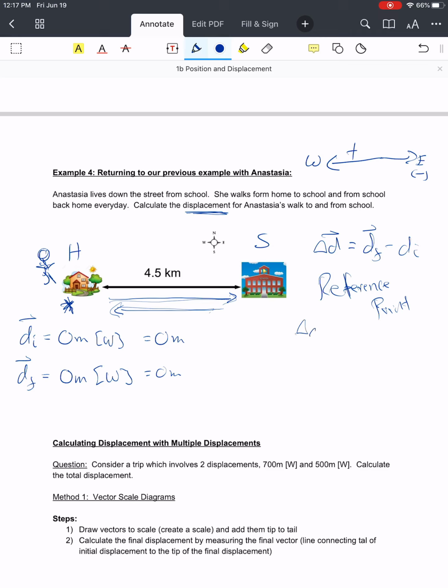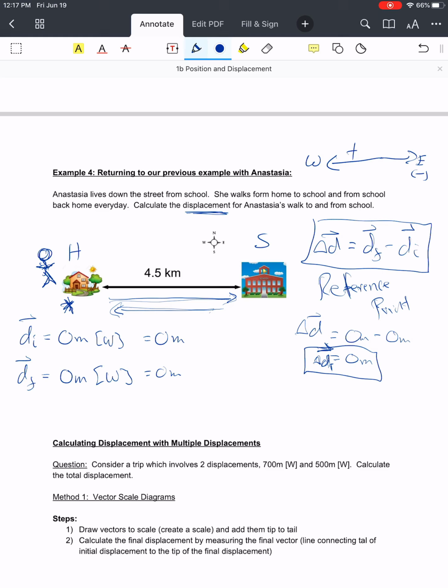So let's go back to our equation here. My final position was 0 meters. My initial position was 0 meters. 0 minus 0 is 0. So your delta d, your total displacement, is 0 meters. Now, how does that make sense? Well, look back at the definition of displacement. Displacement is the change in position. Well, I started off at home and I ended up at home. So what was my change? Nothing.